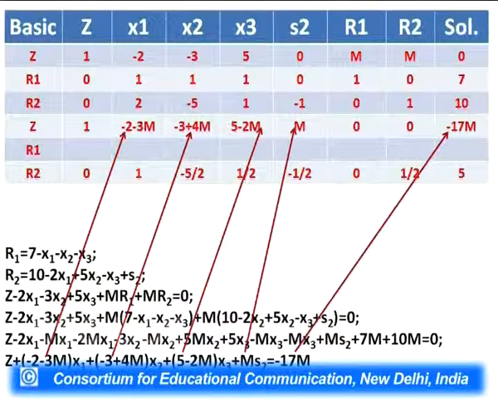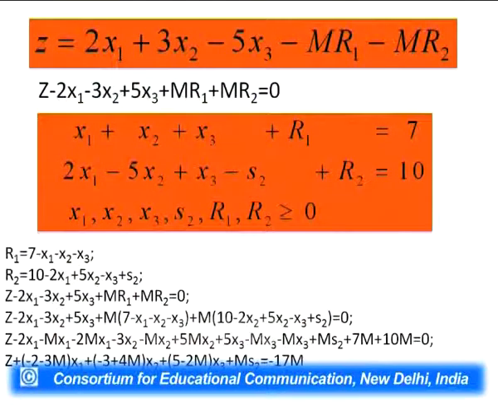Viewers must be wondering from where these variables have come. These variables have come from the previous slide. I will go back to the previous slide. Okay, from here these variables have come, where we have r1 equal to 7 minus x1 minus x2 minus x3 from these equations, and the z equation, z minus 2x1 minus 3x2 plus 5x3 plus Mr1 plus Mr2. From here for x1 minus 2, for x2 minus 3, for x3 plus 5, for r1 M and r2 M. These coefficients have been transferred to the next table.